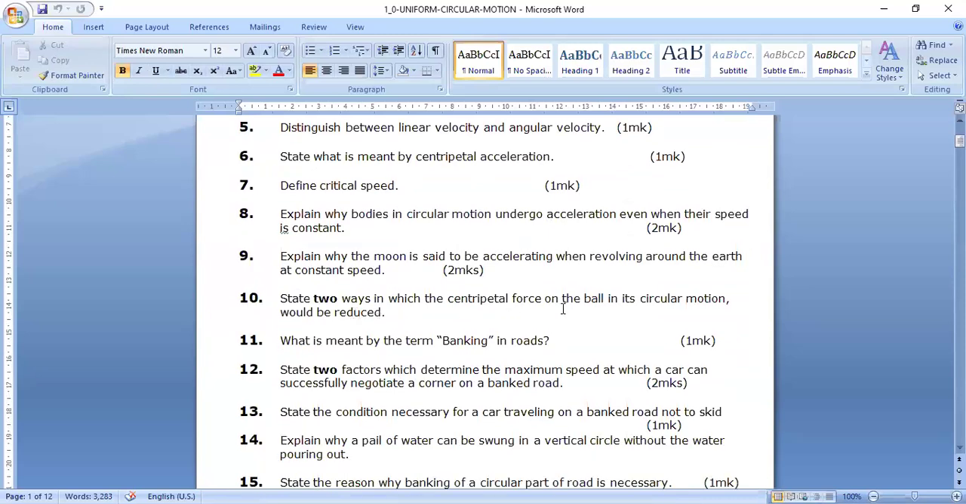State 2 ways in which the centripetal force on the ball in its circular motion will be reduced. A ball rotating in circular motion. So this is asking you about factors affecting the centripetal force, and we have 3 of them. One of them is mass. For us to reduce the centripetal force, we reduce the mass of the ball. Number 2 is the angular velocity. To reduce the centripetal force, we can reduce the linear velocity, which in turn reduces angular velocity. And the last one is we reduce the radius of the bend of that circle.